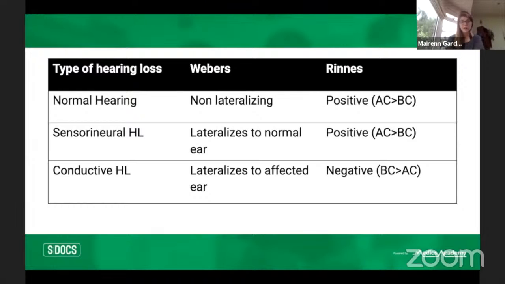Sensorineural hearing loss will also have a positive Rinne's test and will lateralize to the normal ear. I'll go over a case just to go over this again. Conductive hearing loss will have a negative Rinne's test, so they won't be able to hear it when you move it in front of the ear. And you then go back and it'll be lateralized to the affected ear.